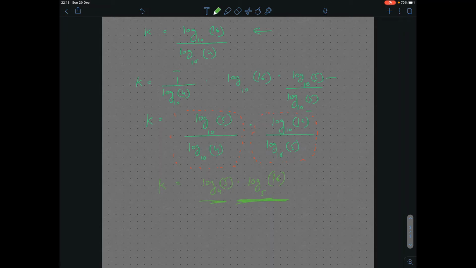So you can actually generalize this. You can write k as follows: if the new base is written as b sub n and the old base is b sub o, you can generalize this as log to the old base of the new base, multiplied by log with respect to the new base of the number 16. And that is what we were trying to achieve over here.